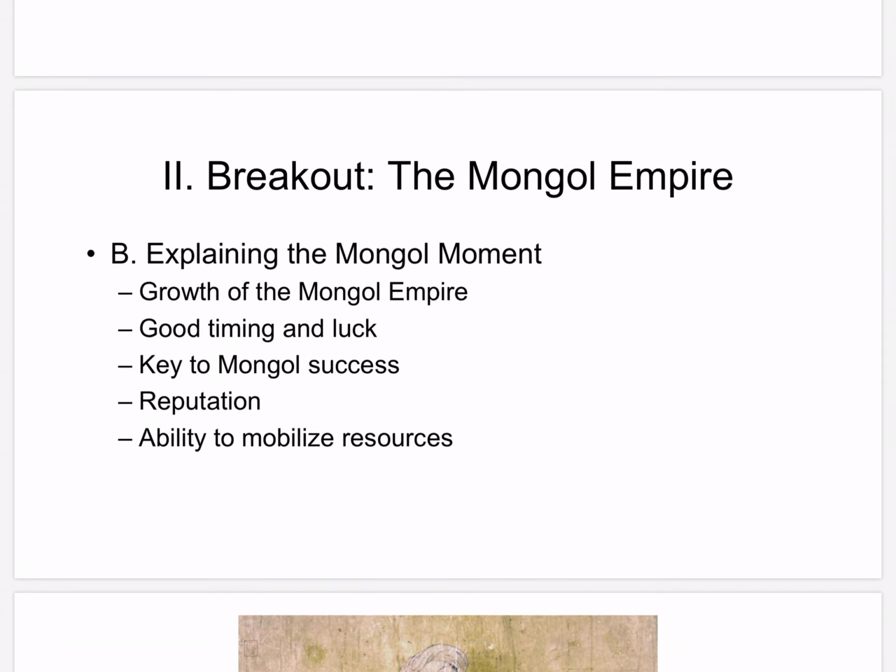All right, explaining the Mongol moment. So the Mongol Empire grew without any grand scheme, and by the time of his death, Genghis Khan saw conquest as a mission to unite the whole world. The Mongols were vastly outnumbered by their enemies, but they had good luck and good timing that played a role. China was divided at the time. The Abbasid Caliphate was in heavy decline.